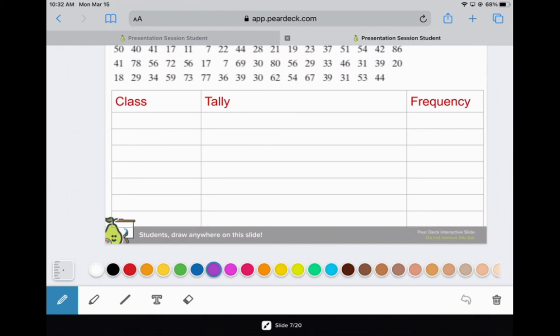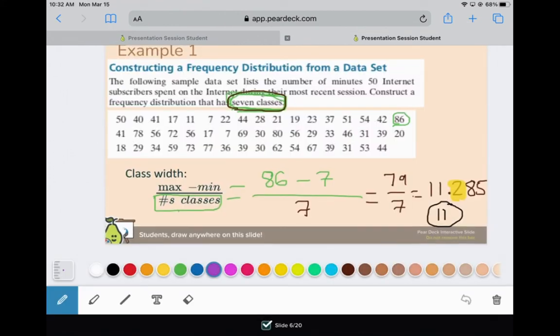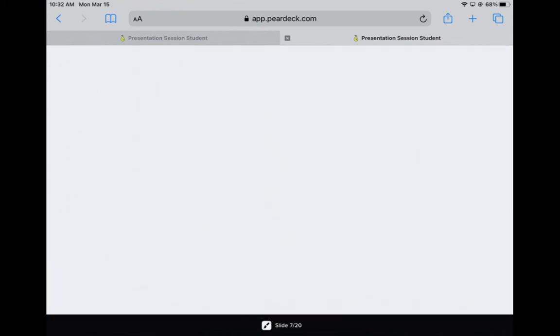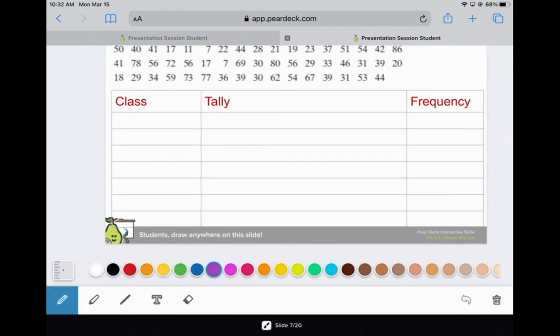Just to remind you, for this problem, this is the data set. Let's go back. Remember this one, we have the class width is 11. This is the very first assignment that we did. So the class width for this one is 11. So I'm going to put it up here. We're going to use that. Okay, so we're going to fill in this table.